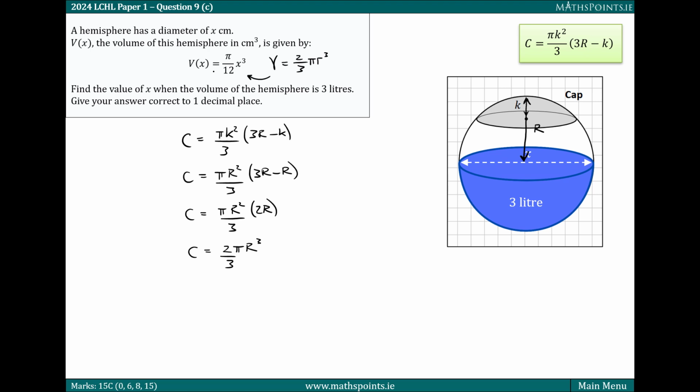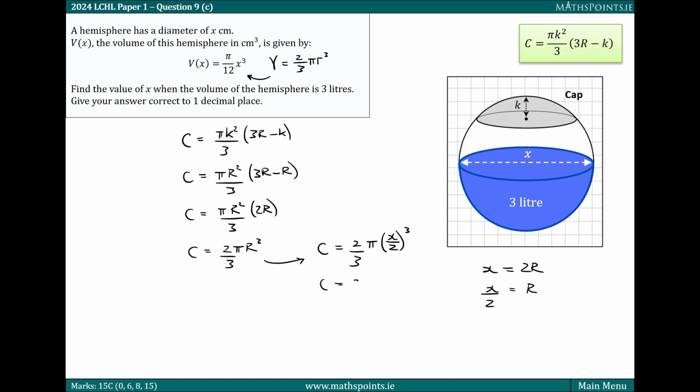Now, how do we jump from that to the formula that we've been given? So what we're going to do is have a look at the relationship between the diameter and the radius. So clearly, if the diameter is x, that's equal to twice the radius. And if we write the radius in terms of x, the radius is equal to x over 2. So the radius is equal to half the diameter. So we change this formula. So c is equal to 2/3 times pi. And instead of the radius cubed, it's going to be times x over 2 cubed, which is the radius, but now it's in terms of x.